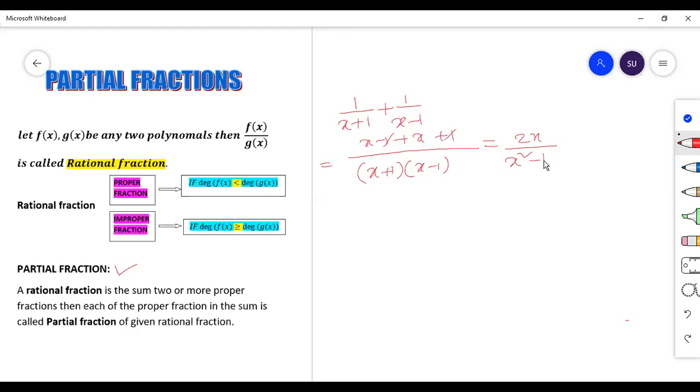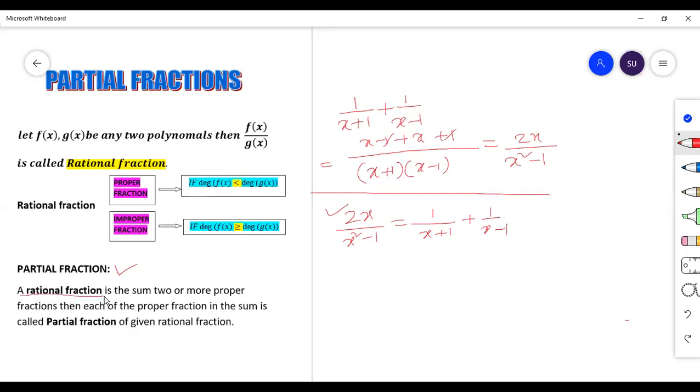Now the question is, they will ask you, see now, can I write clearly 2x by x square minus 1 is equal to 1 by x plus 1 plus 1 by x minus 1, right? So I can write 2x by x square minus 1 as 1 by x plus 1 plus 1 by x minus 1. Now see the definition.